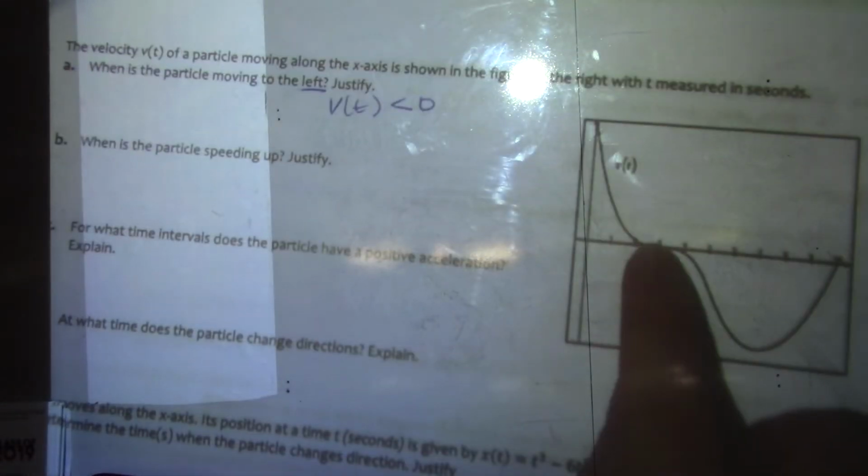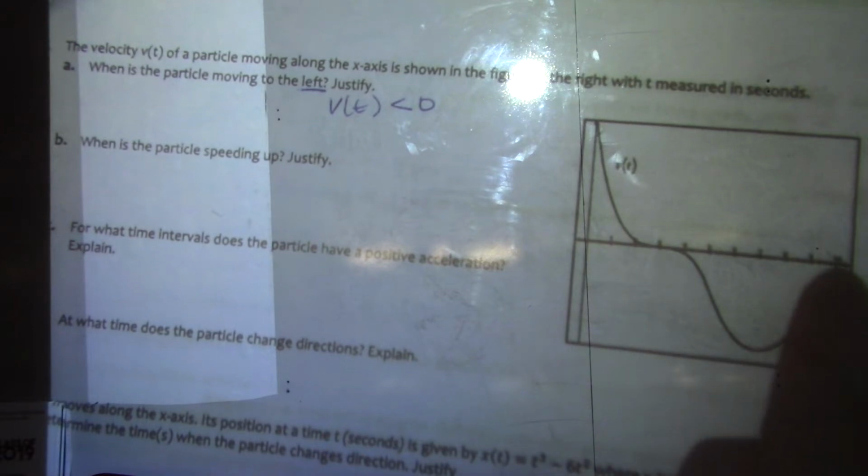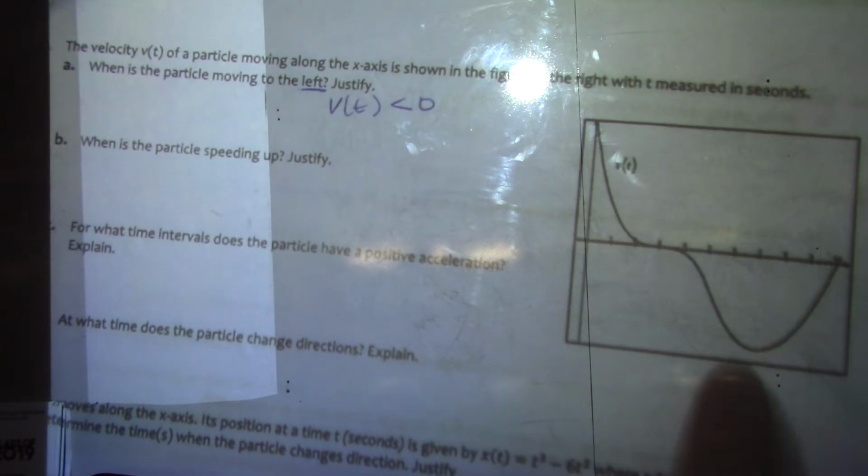The velocity of a particle is given here. When is it moving to the left? Well, it's moving to the left when your velocity is less than 0. So velocity is less than 0 from 3 all the way to 10, because this is where I have negative v values. So that would be 3 to 10 seconds, because velocity is negative.